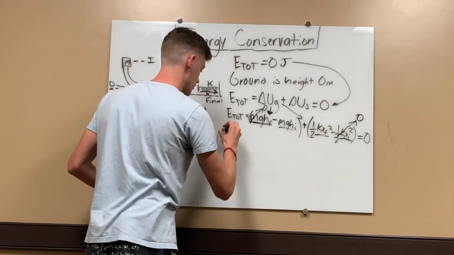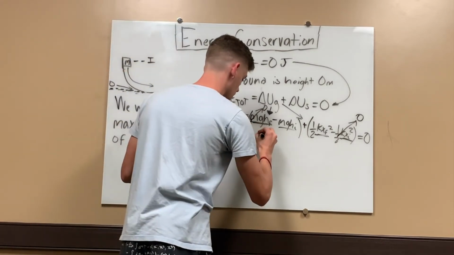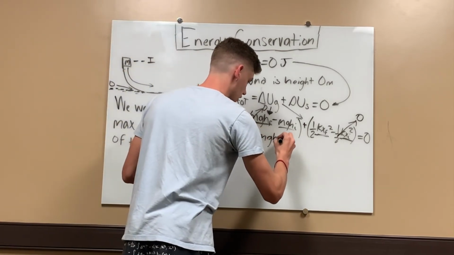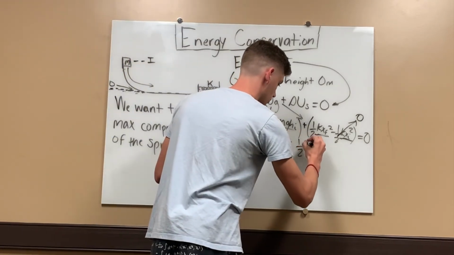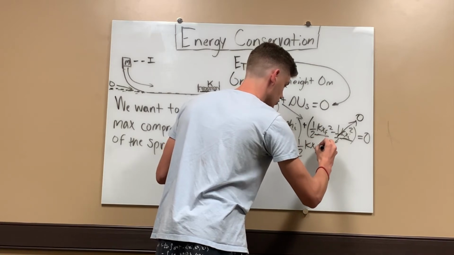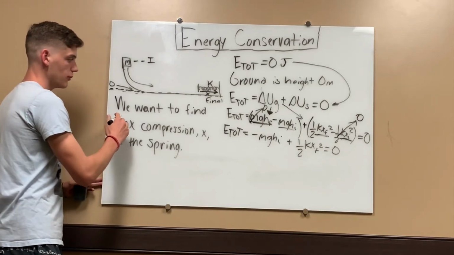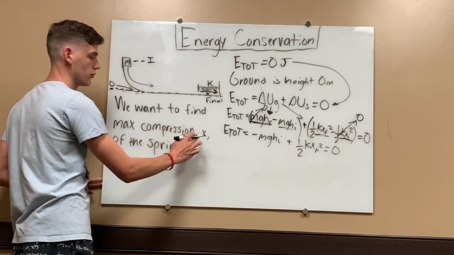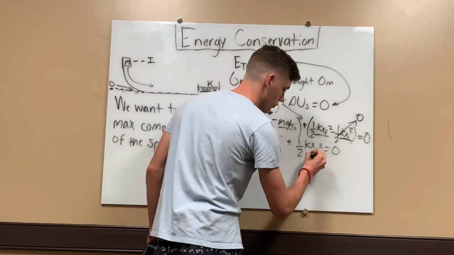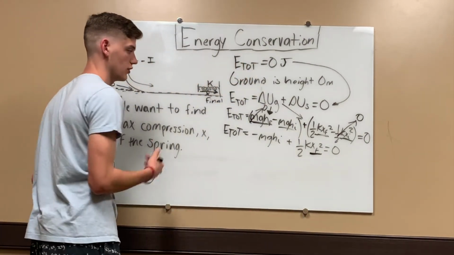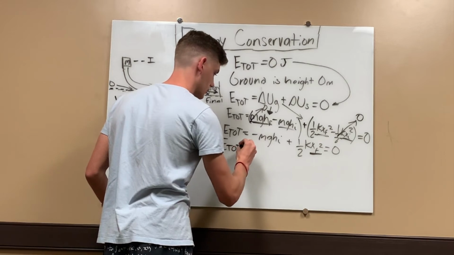So dealing with our cancellations, we can say that the total energy is just mgh initial plus 1/2 kx final squared equals 0. We have to remember that the question wants us to find the max compression x of the spring. So the only thing dealing with the x here is this. This is what we're looking for. So all we've got to do now is solve for x.